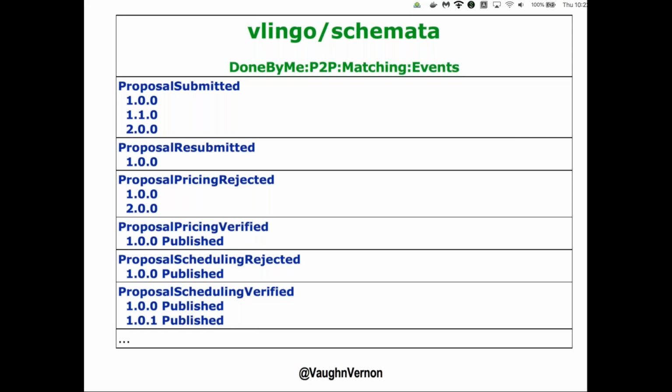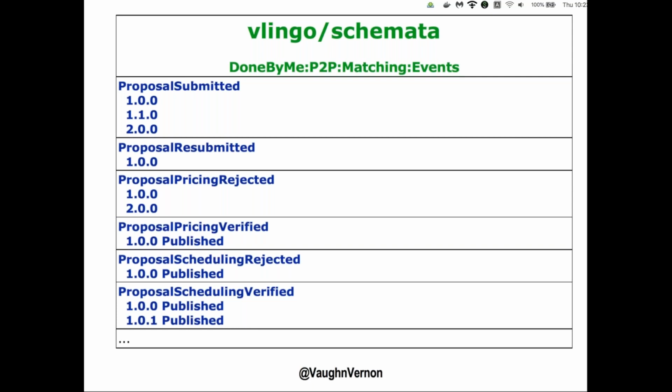The proposal submitted has the original version 1.0.0. It has version 1.1.0 and version 2.0.0. And the way that we use semantic versioning is we say that if the major version, that is the first number, is the same between any two versions of proposal submitted, then 1.1.0 must be backward compatible with 1.0.0.